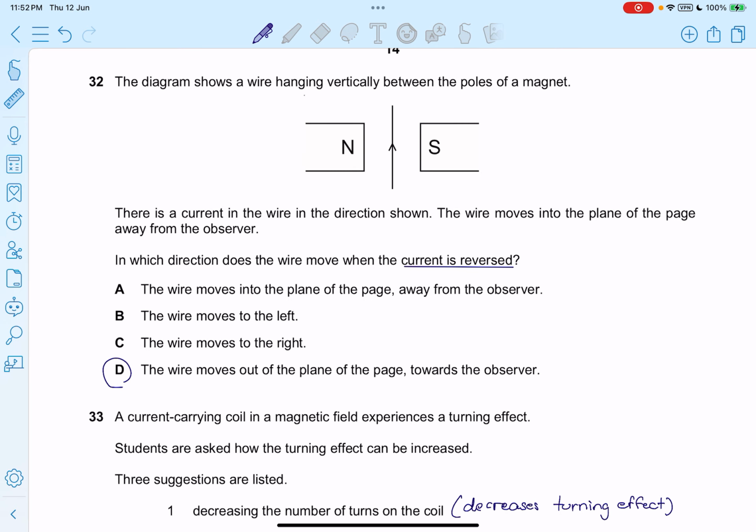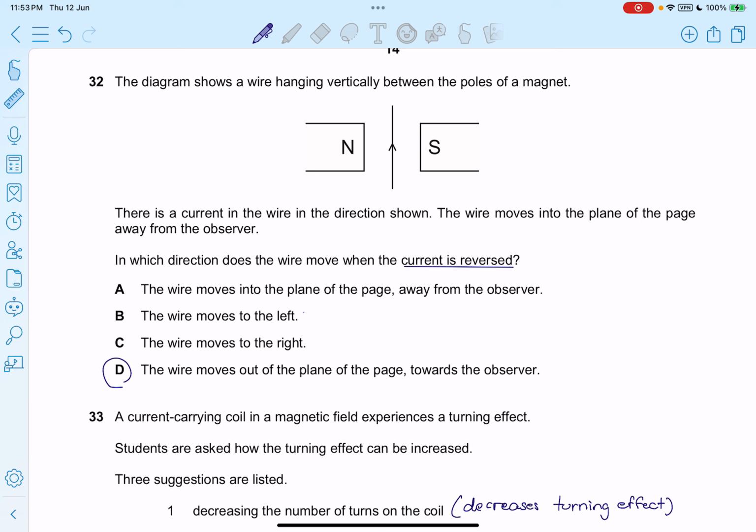32, the diagram shows a wire hanging vertically between the poles of a magnet. There's a current in the wire in the direction shown, so it's going up. The wire moves into the plane of the page away from the observer. In which direction does the wire move when the current is reversed? So when current reverses, the direction should also reverse. So if it's going into the page, it should come out of the page. If it's moving to the top of the page, it should go down the page if the current is reversed.